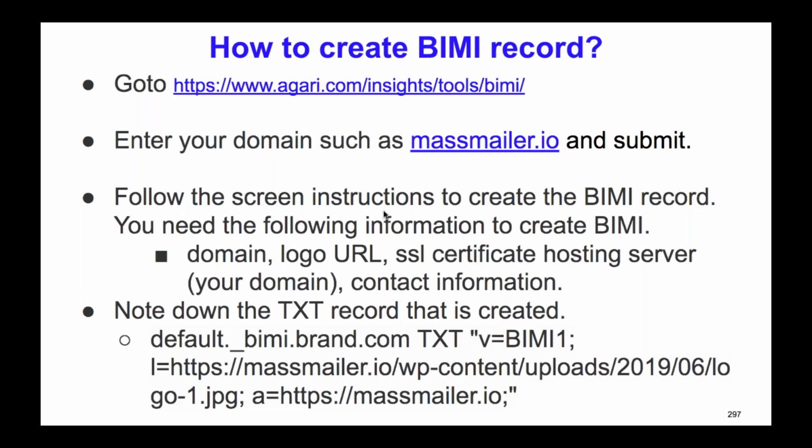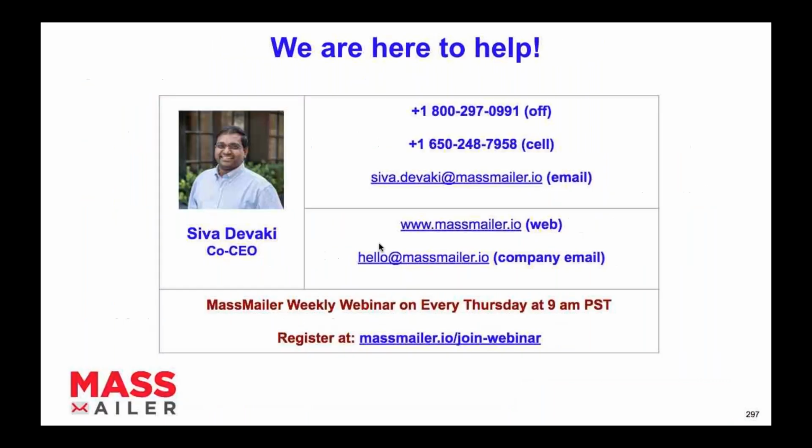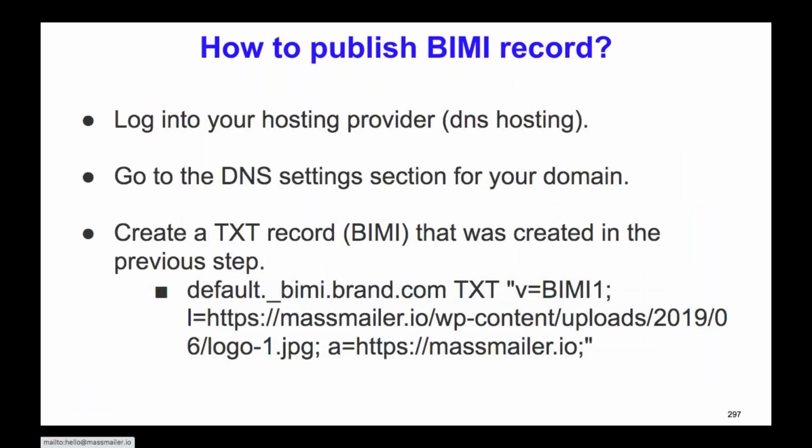Once you create this BIMI record, you start to publish it by going to your DNS hosting server. Typically, it is the same as your web hosting server. You can always talk to your IT team and let them create this BIMI record, the TXT record. You go to the DNS settings of your domain and create that TXT record that you previously created. And that's as simple as that.